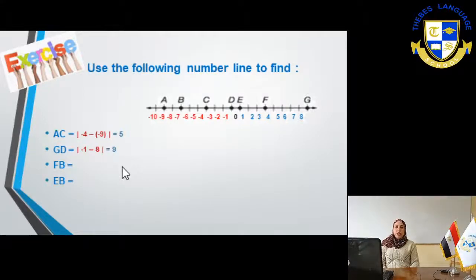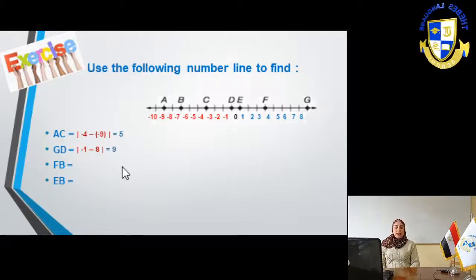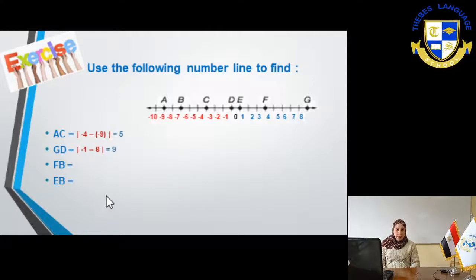GD, the length of GD equals the absolute value of negative 1 minus 8. It's the same meaning. It equals 9, because here it's between absolute value signs, so it will be 9. So it's a distance, which means it's 9 steps.